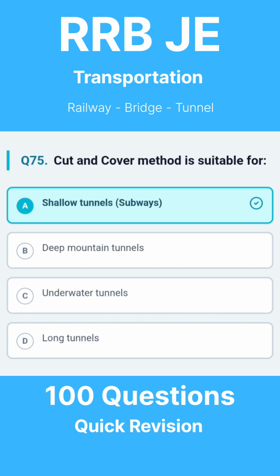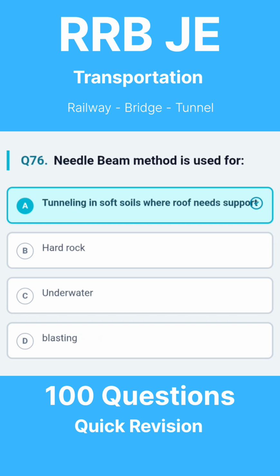Question 75. Cut and cover method is suitable for? The correct answer is shallow tunnels, subways. Question 76. Needle beam method is used for? The correct answer is tunneling in soft soils where roof needs support.